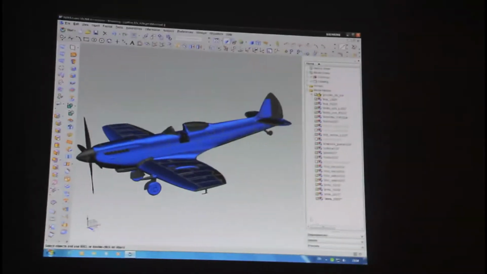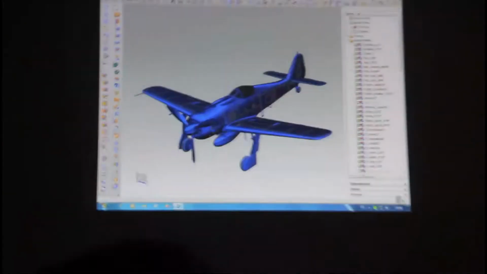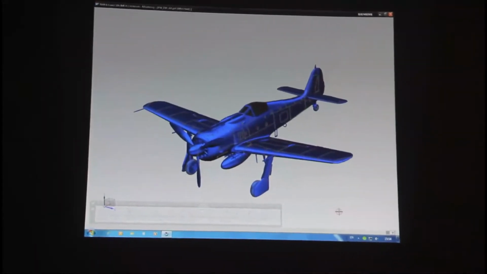Okay, everything in the quarter scale, and the next projects are 1:72 scale. Focke-Wulfs.